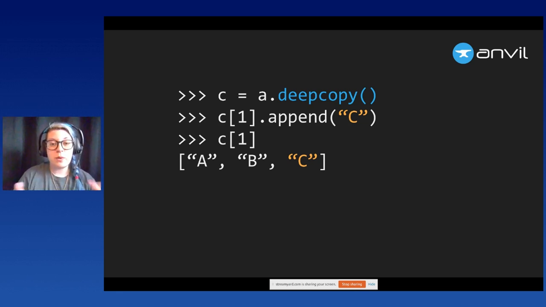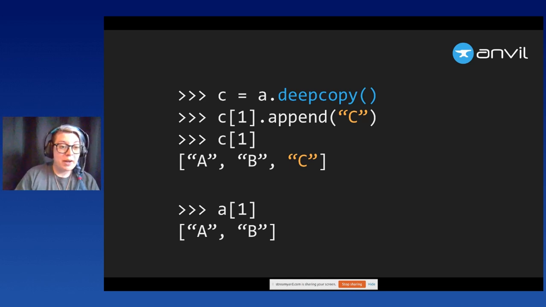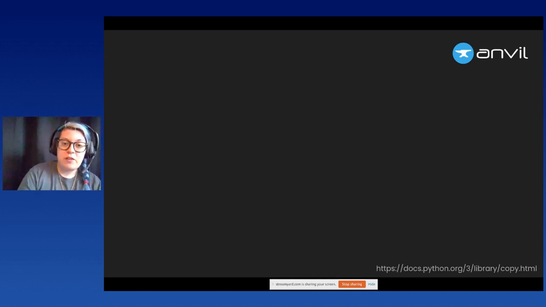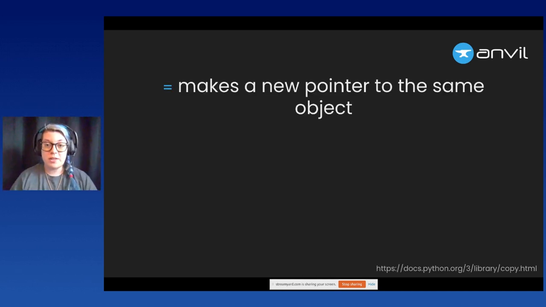And so now if we want to see what happens if we try and change some of the elements of our new list, we can see it's been changed in the new list that we've made, C. But actually, if we go back and look at our original list, A, we can see that we haven't changed the contents of that. So deep copy is for when you actually want to create an actual copy that is not pointing to the same objects in memory, but new objects with the same values, so that you don't end up with pointer aliasing.